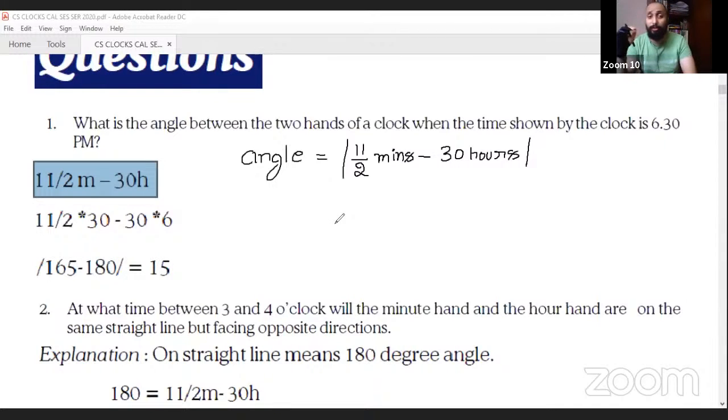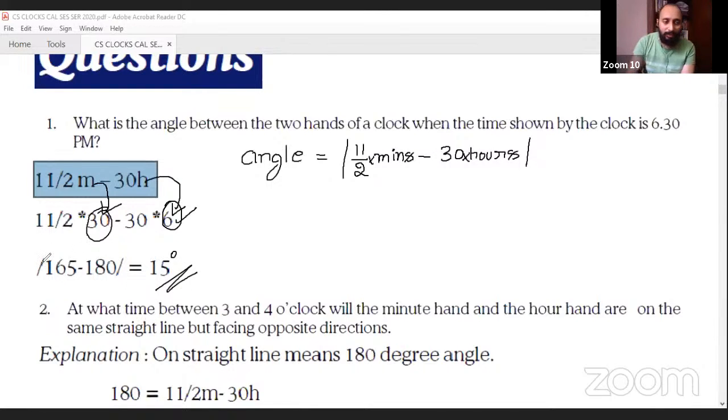Angle is equal to 11 by 2 times minutes minus 30 into hours. That is multiplication here, not minutes actually. We are multiplying that value. So here you can see that the clock is showing 6:30. 6 means 6 hours. I'm putting hours in the place of H, and I'm putting 30 minutes here. And if I'm getting 15 degrees, here is the right answer.